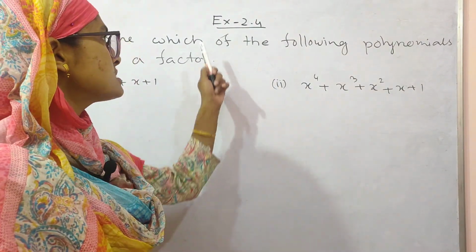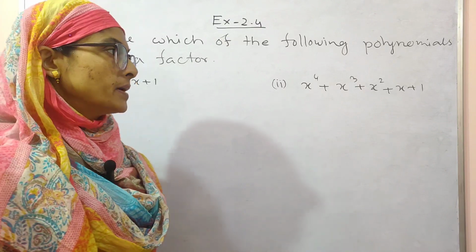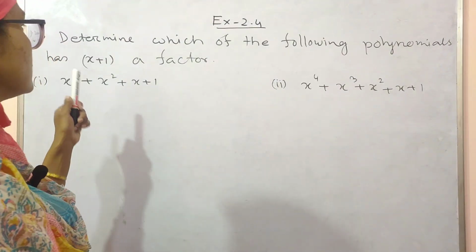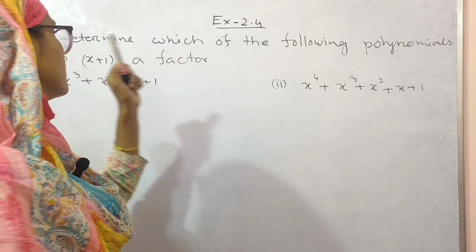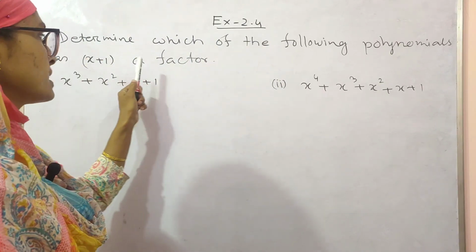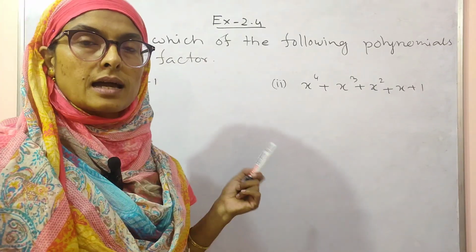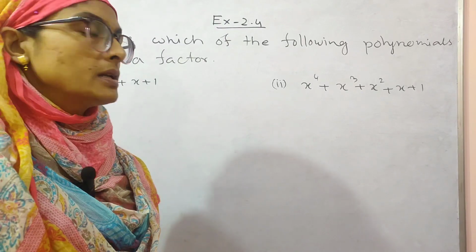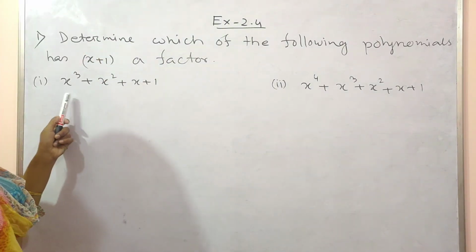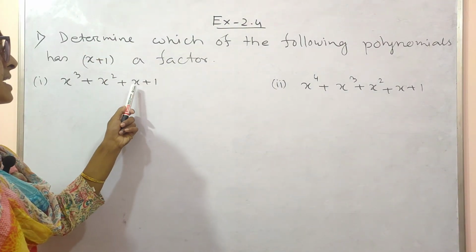Today I am going to discuss exercise 2.4 of polynomials. Number 1. Determine which of the following polynomials has x plus 1 as a factor. In this exercise, I will discuss the factorization of polynomials. Here number 1, x cube plus x square plus x plus 1.